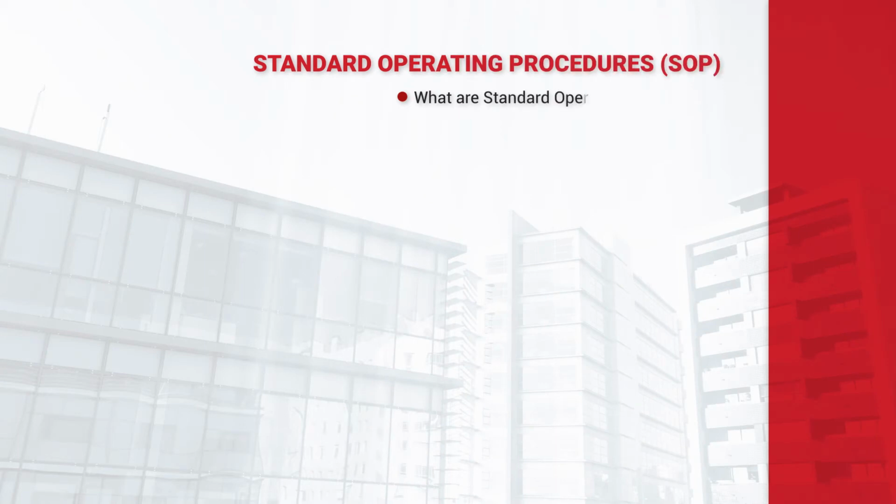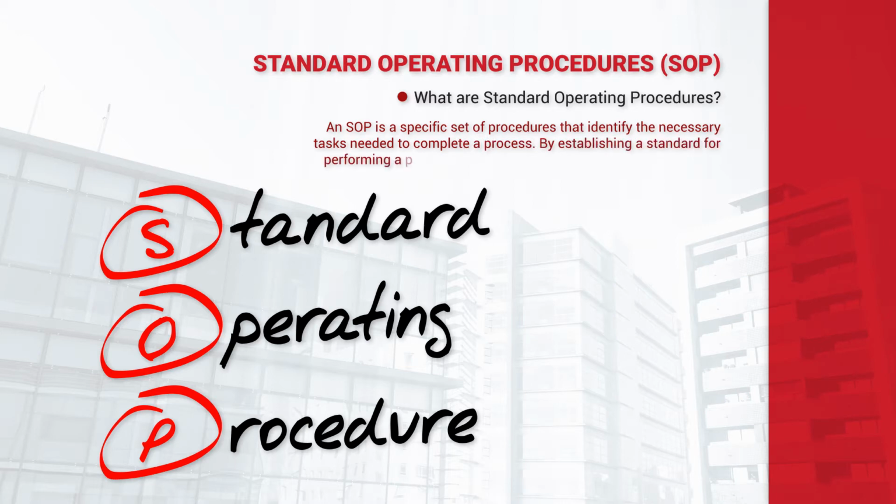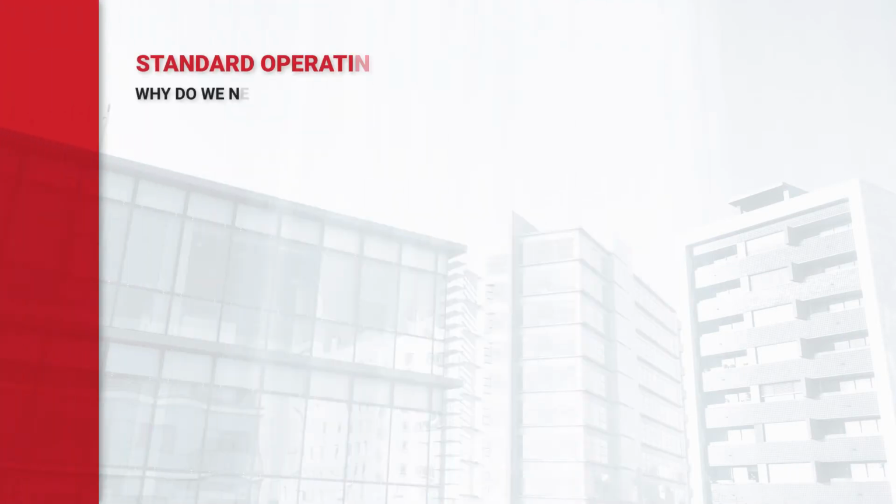What are standard operating procedures? An SOP is a specific set of procedures that identify the necessary tasks needed to complete a process. By establishing a standard for performing a process, the results should be consistent regardless of who is performing the task. By having a documented set of procedures, we can ensure the following.